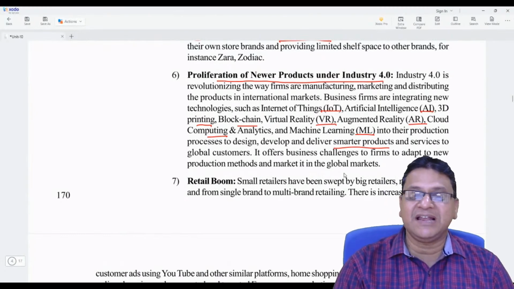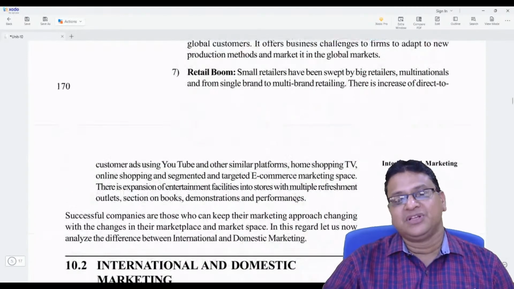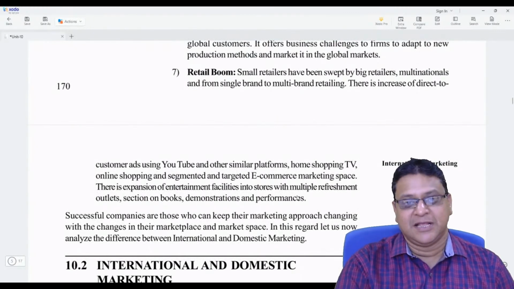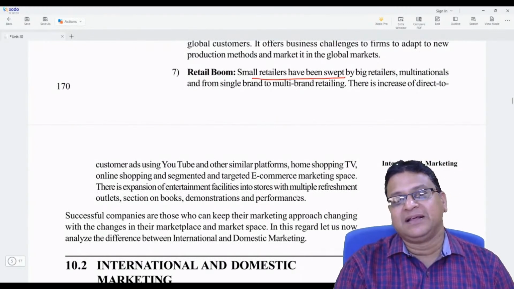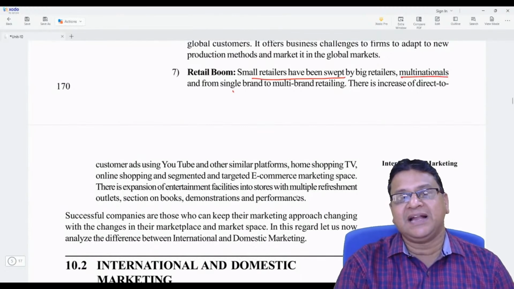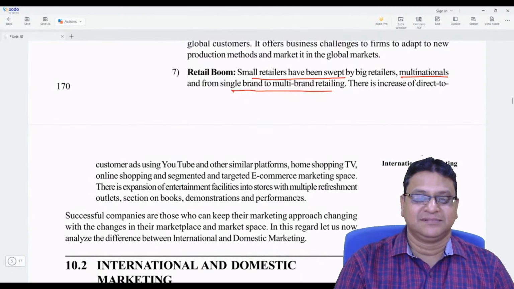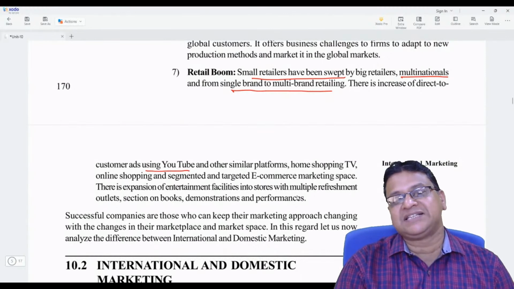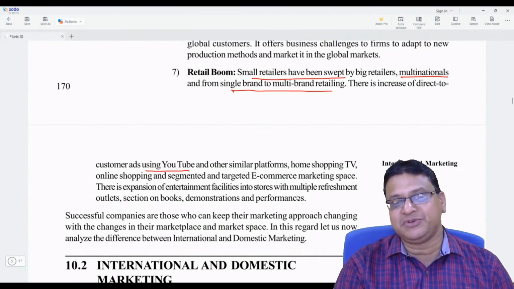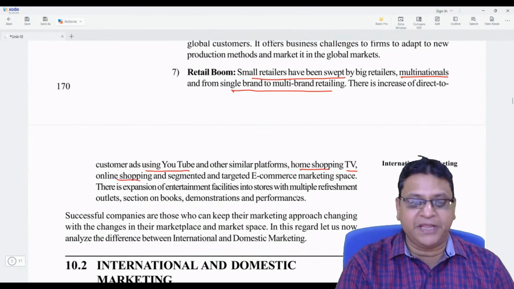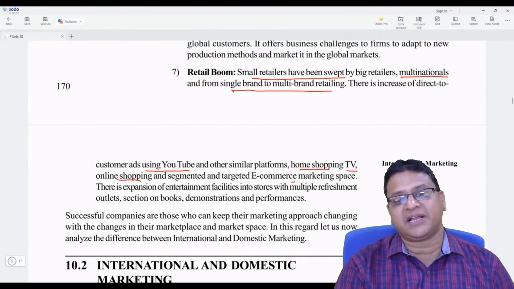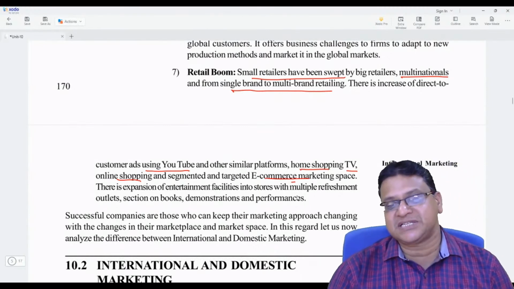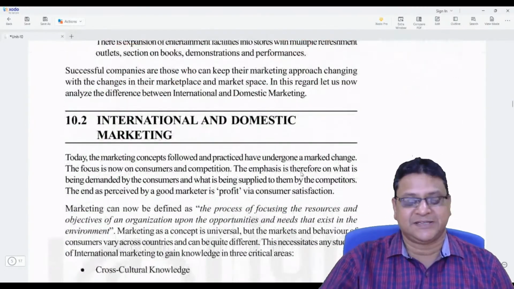And there is a retail boom. What is retail boom? Small retail players are swept by big retail chains. Single brand retail is shifted by multinationals to multi-brand retailing. Customers are using YouTube and similar platforms. Customers are using home shopping, TV, online shopping, e-commerce marketing. So in order to sustain in international business, you have to face these challenges.